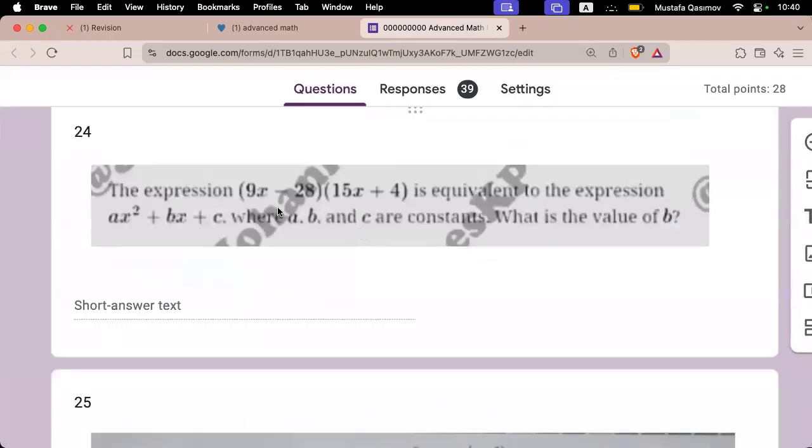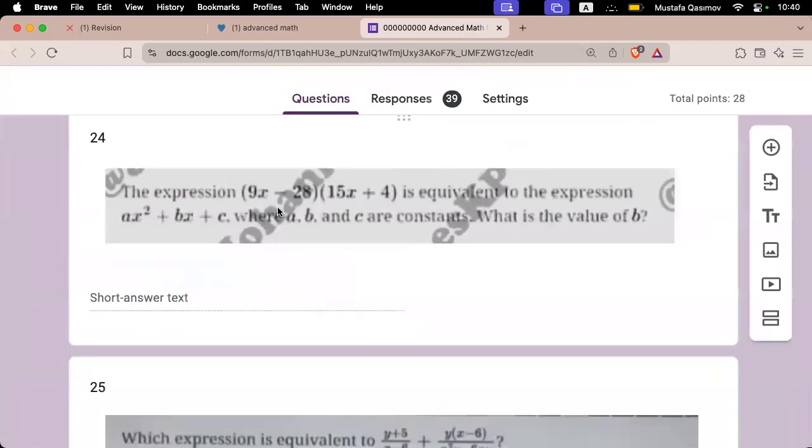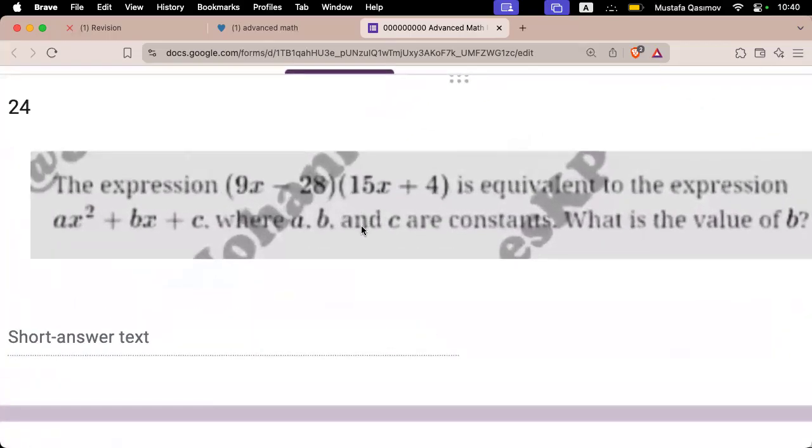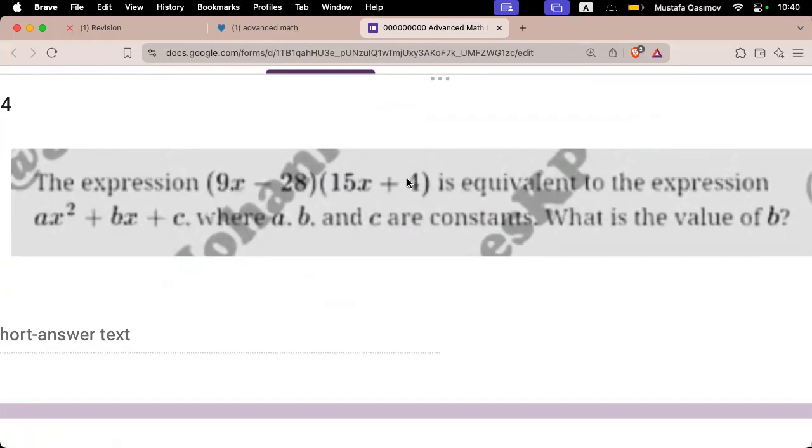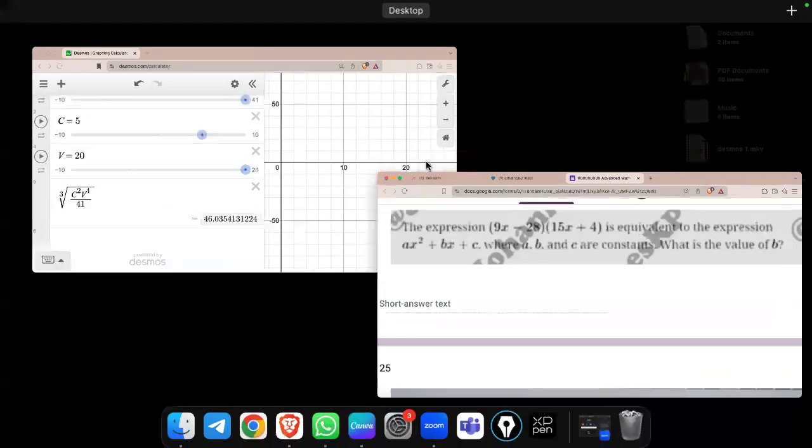They are easy method. But when you have something like that, here you have two options. We have to find b, okay? We have to find value of b. You have to think how we can get bx from here. It will be 9x multiplied by 4.